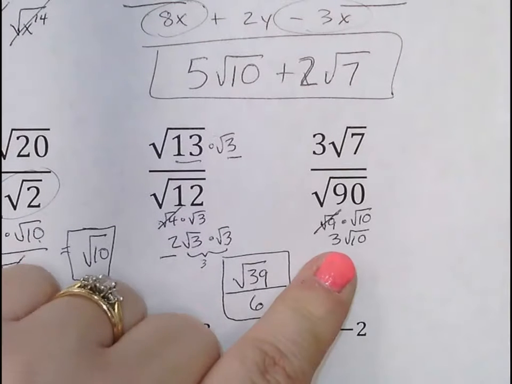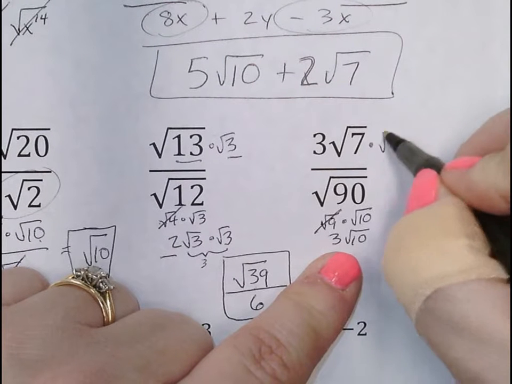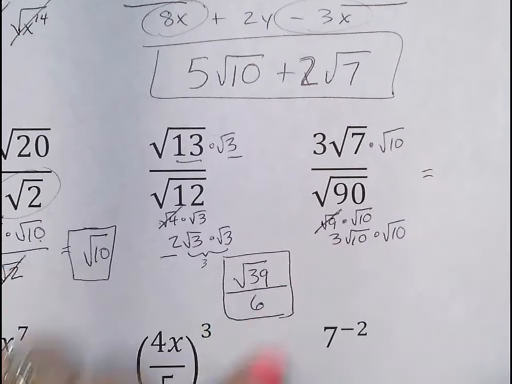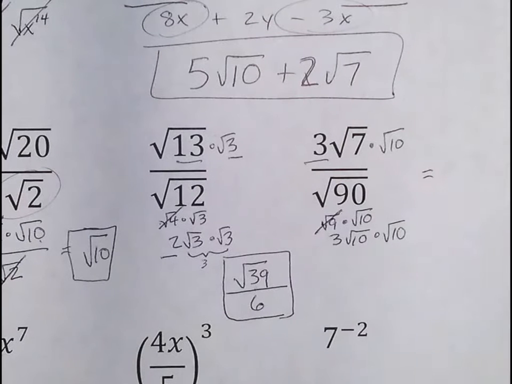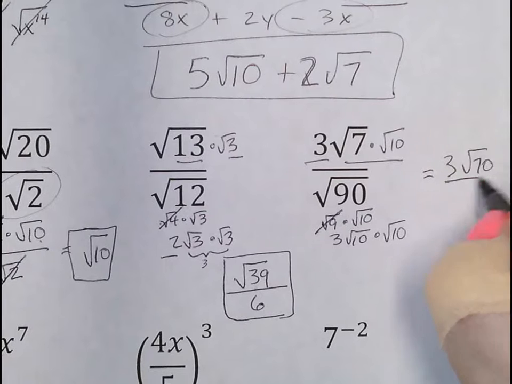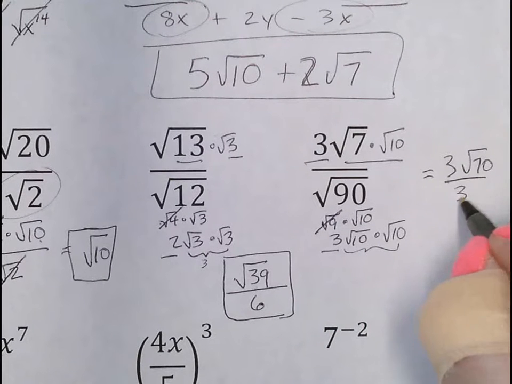So to get rid of anything that's in the denominator that is a square root, we multiply by that same square root again. On the top, we now have a 3, and we have a square root of 70. On the bottom, we have a 3 and a 10. Almost done. Unfortunately, we do have one more step yet to go.